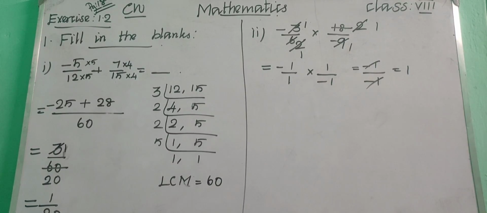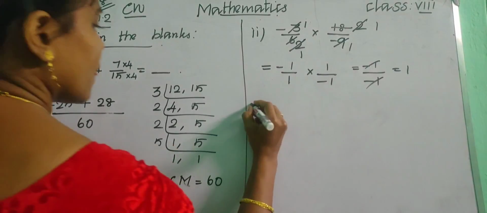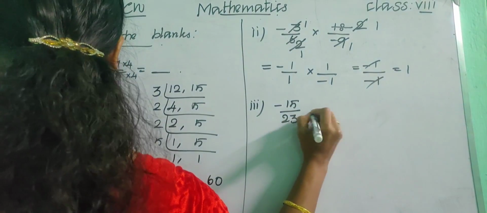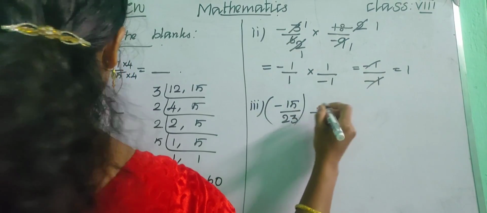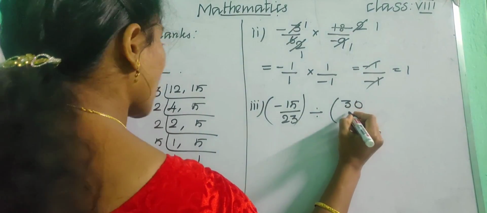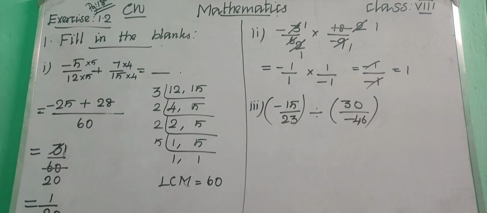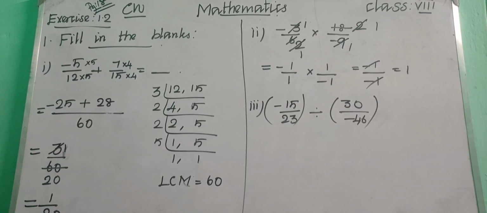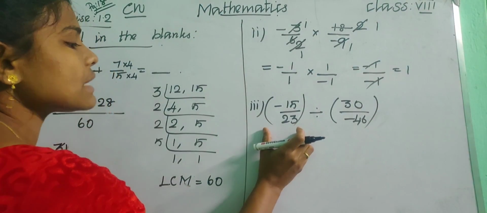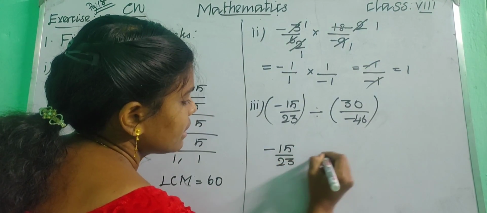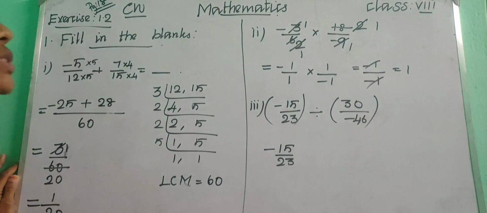And then see the third one. What is the third question? The value of minus 15 upon 23 divided by 30 upon minus 46. So division, today only we learned division, right? How will you solve this? First of all, we need to write the first rational number as it was in the question. So minus 15 upon 23, and then we need to change the symbol.